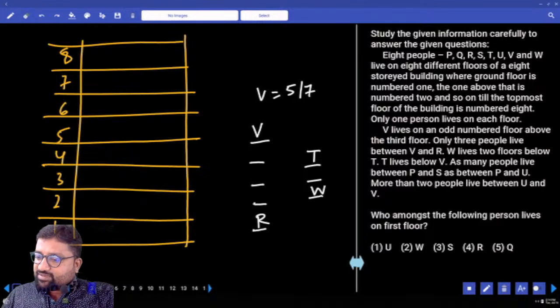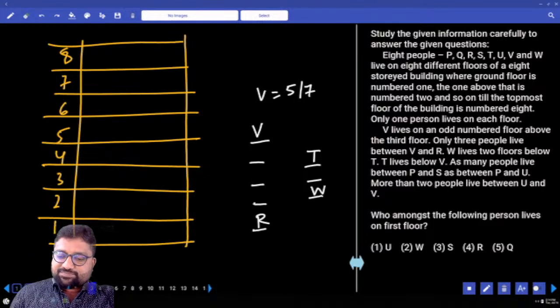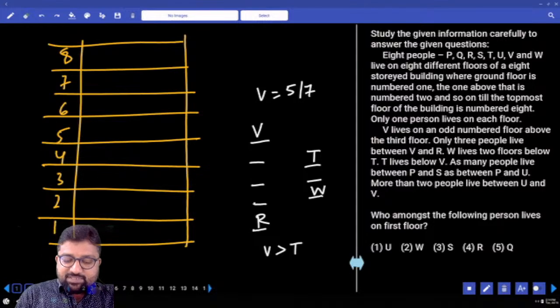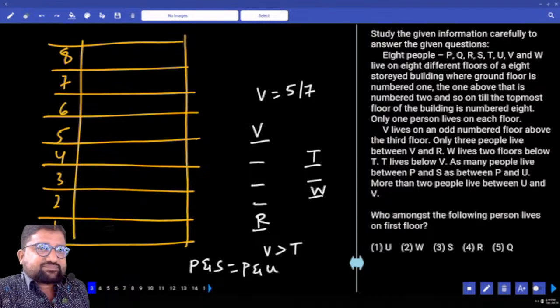Next, please. T lives below V. Next. As many people live between P and S as between U and P. From this, what did you understand? P is exactly between S and U.